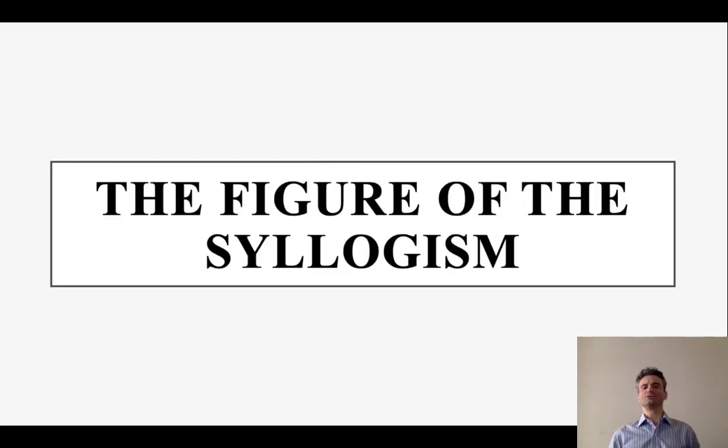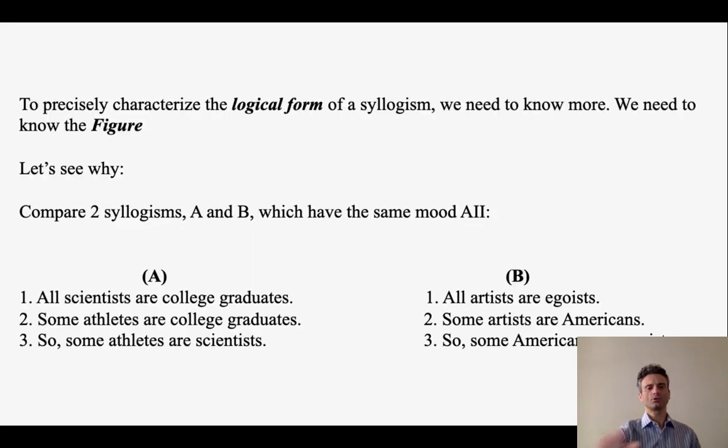But the mood is not sufficient to precisely describe the categorical syllogism. So the last thing that we need to be precise is to say which figure the categorical syllogism is. So we need the mood and the figure. That's what describes completely a categorical syllogism. Now let me explain what the figure is by giving you two examples. Notice these two arguments, A and B, these two syllogisms.